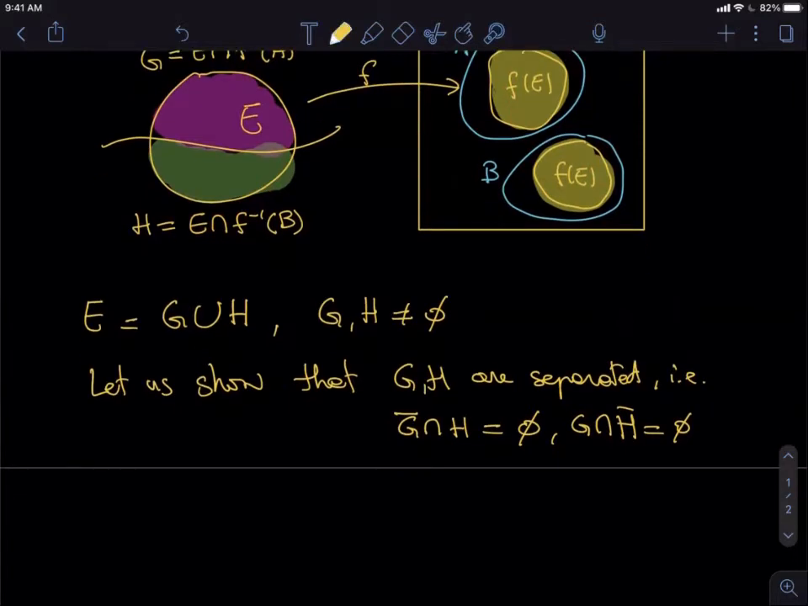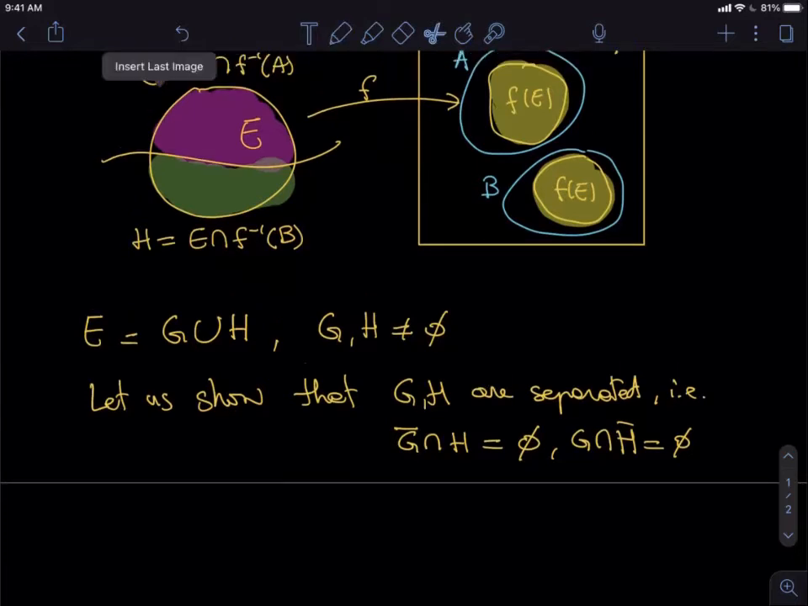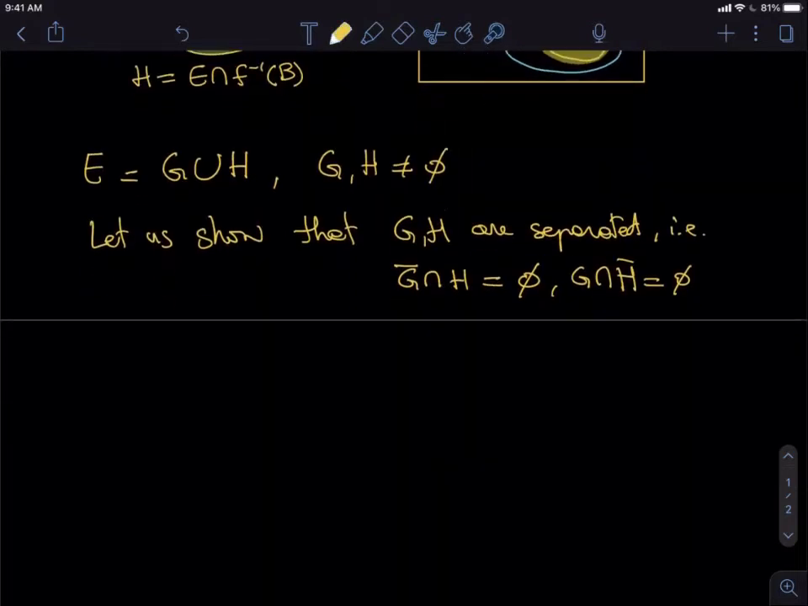All right, so let's start. What I'm going to do is show that the image of the closure of G is inside A, and the image of H is inside B, and that will be enough to show that the closure of G intersection H is empty. Let me be more clear about that.